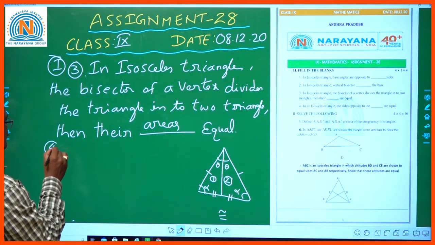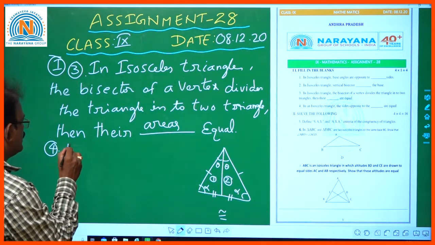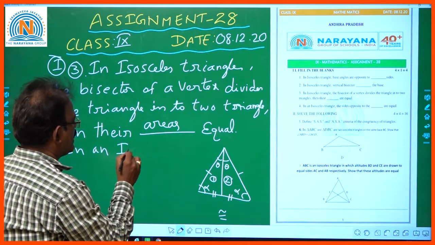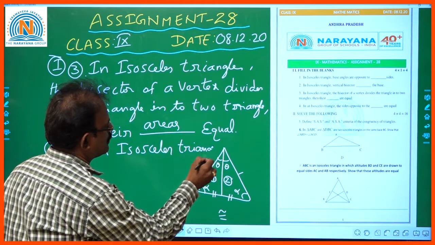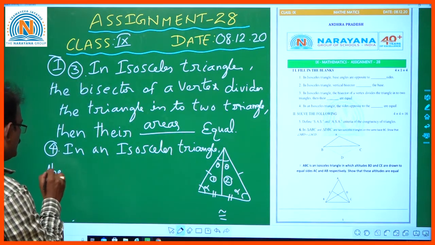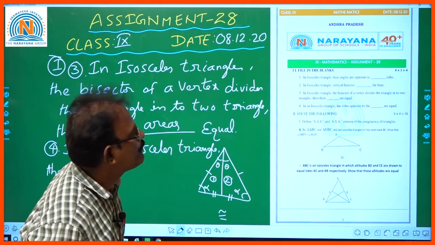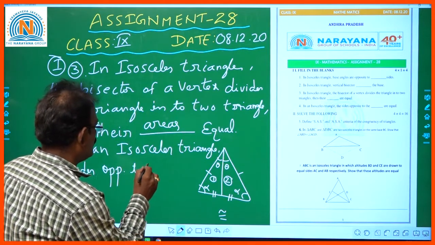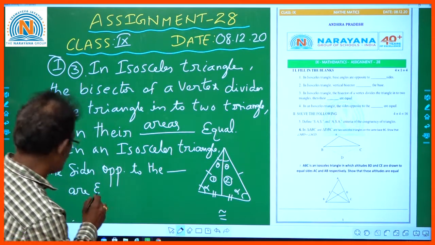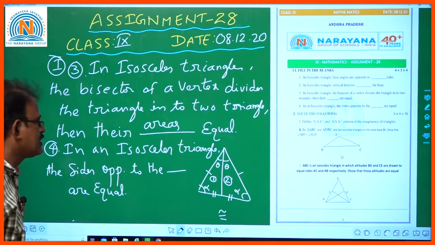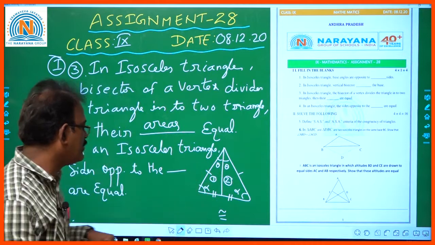Our fourth one: in an isosceles triangle, the sides opposite to the dash are equal. See here, sides opposite to equal angles.